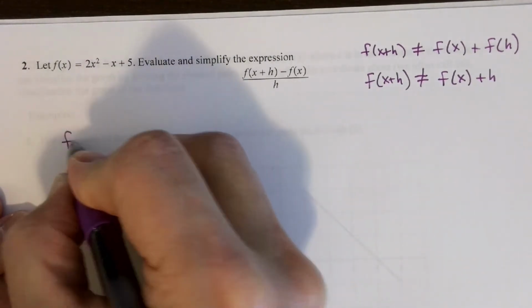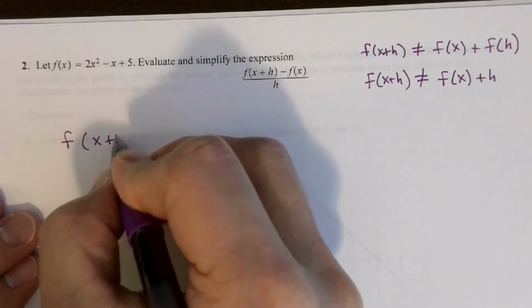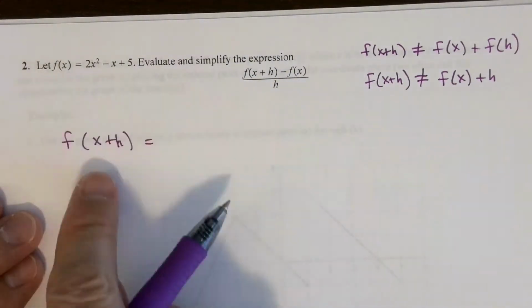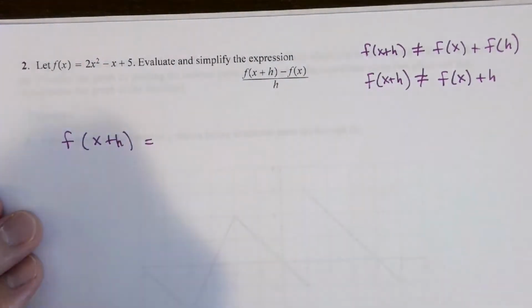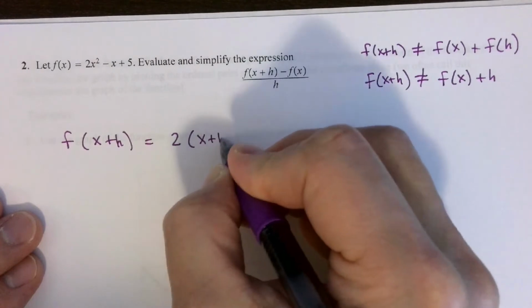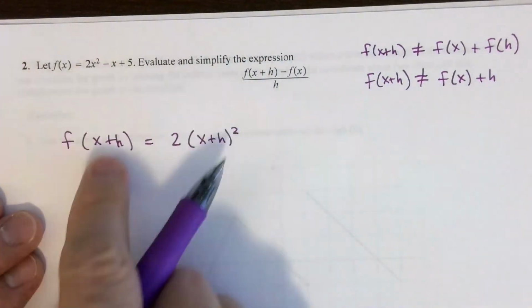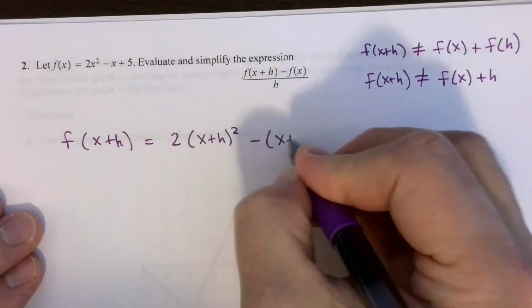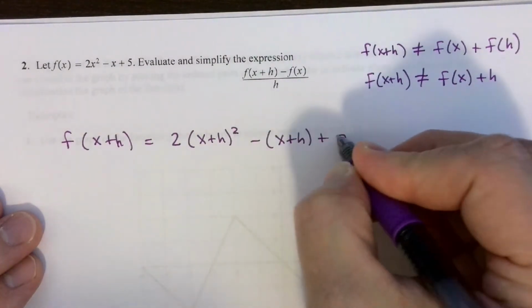So first of all, I want to just take a look at this. What is f of x plus h? Input x plus h into this function. So this says everywhere I see an x, I'm going to replace it with x plus h. So this is 2 times the quantity x plus h squared. I've replaced x with x plus h and squared it, minus, replace x with x plus h, and then plus the 5. Don't forget the plus 5.